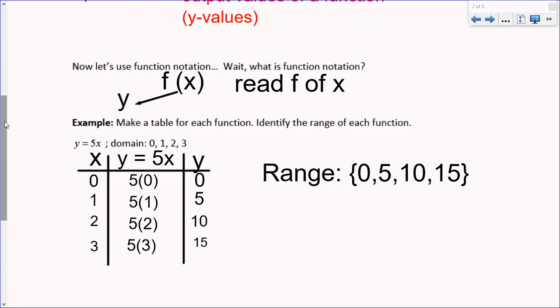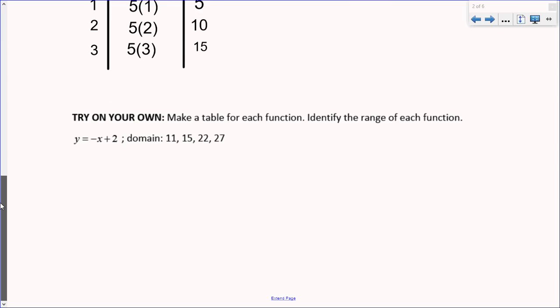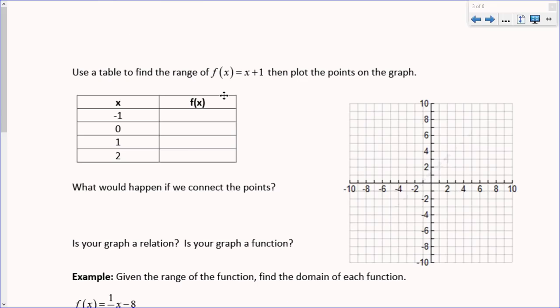Okay? You guys are going to try this one on your own. I'm just making a table so that you can see everything. Alright? Okay. Moving on to the next one.